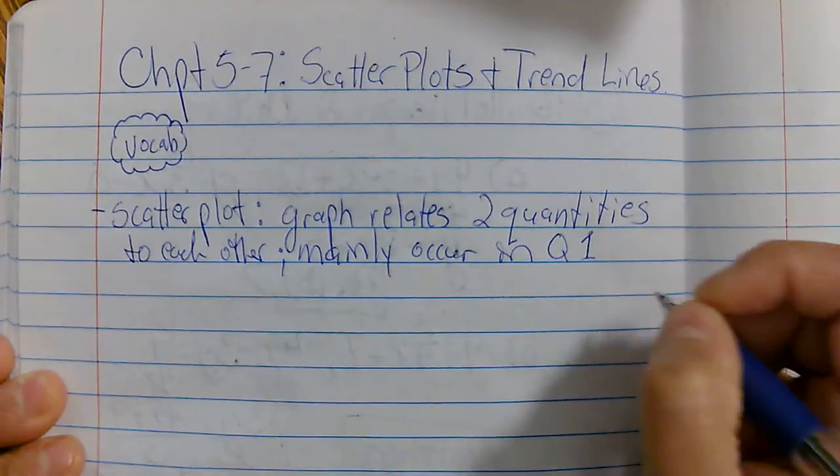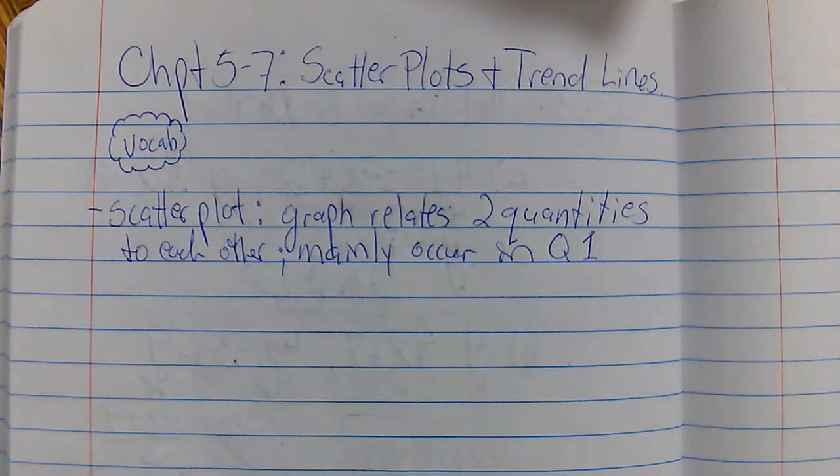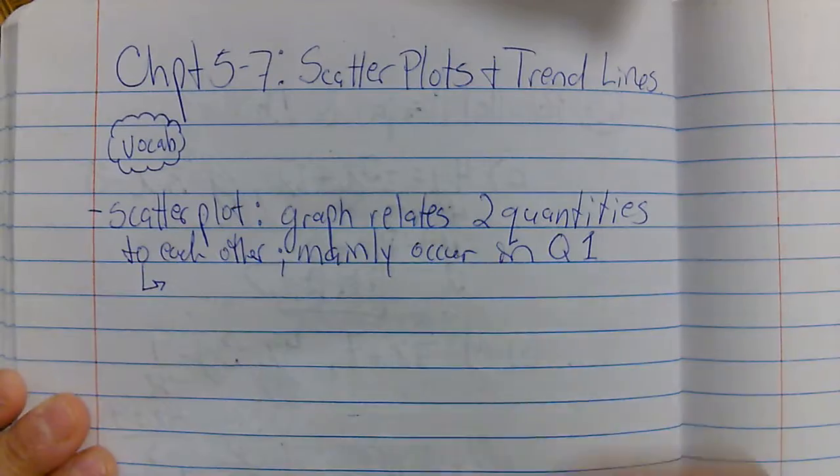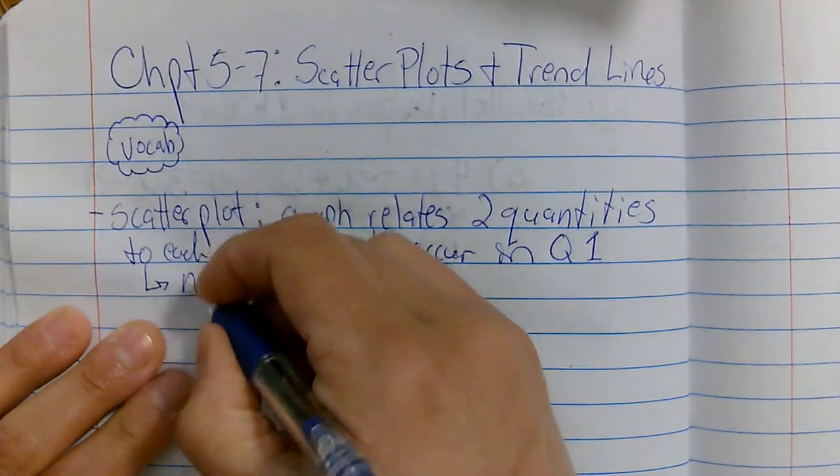Why is that? Well, because most of the time when you're dealing with two quantities in real life, they're both going to be positive. You can't have negative weight. You can't have negative time. So they're mainly going to be occurring in quadrant 1 because both the x and the y in that quadrant are positive. Now, a lot of the times, your scatter plot is not going to represent a straight line.